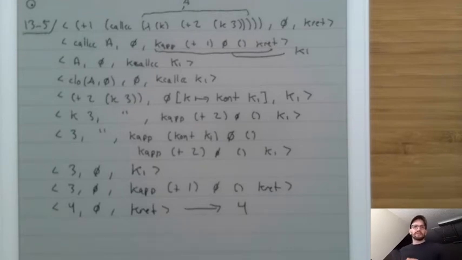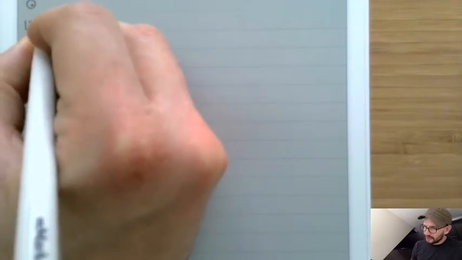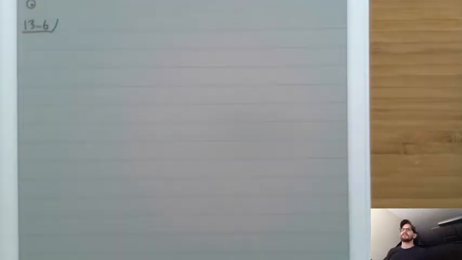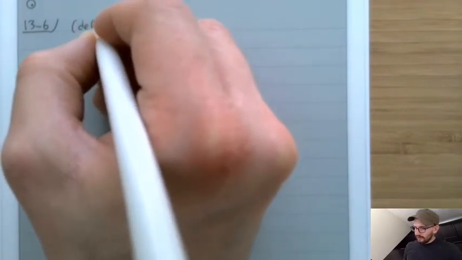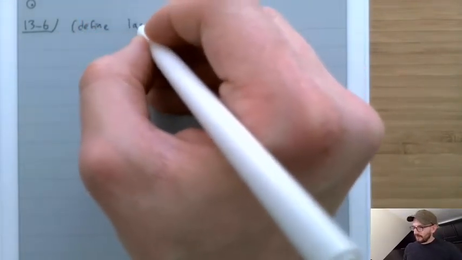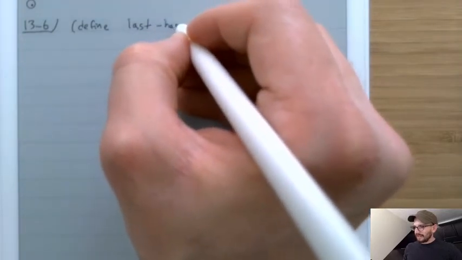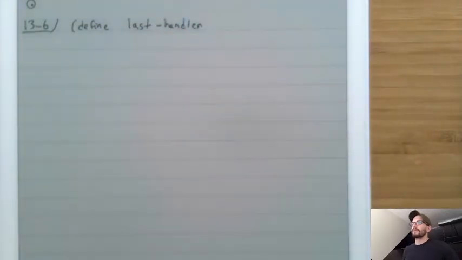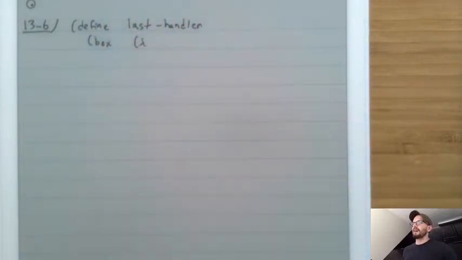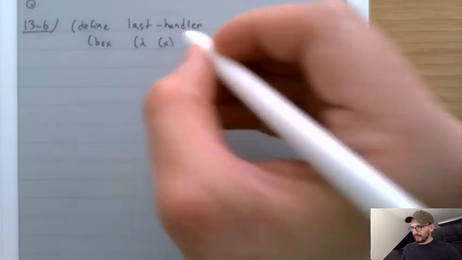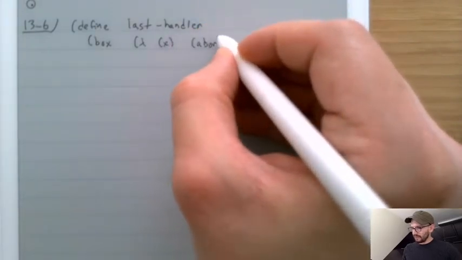Now, something that's really remarkable about continuations is that they also allow us to implement try and catch ourselves. So this is pretty remarkable. Here's how it's going to work. We're going to define a global variable called last handler. And last handler is going to be a box that contains a function that takes an exception value, and it will call abort on that exception value.